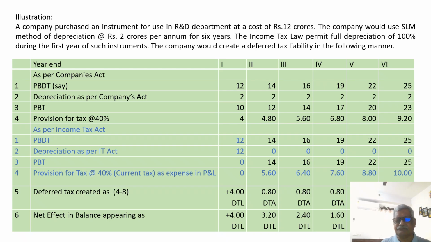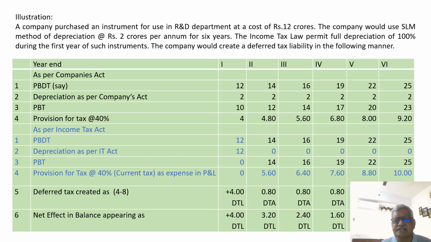Now, over a period of time, the liability gets reversed. I will give you a numerical example. A company purchased an instrument for use in R&D department at a cost of 12 crores. The company would use SLM method of depreciation at the rate of 2 crore per annum for 6 years. The income tax law permits full depreciation of 100% during the first year of such instruments. The company would create a deferred tax liability in the following manner.